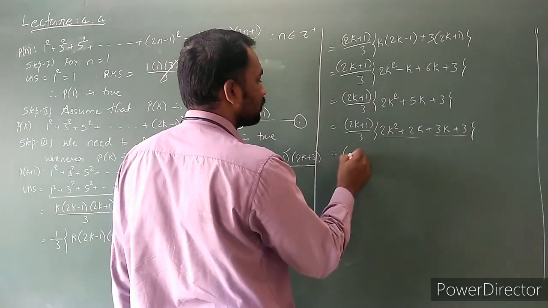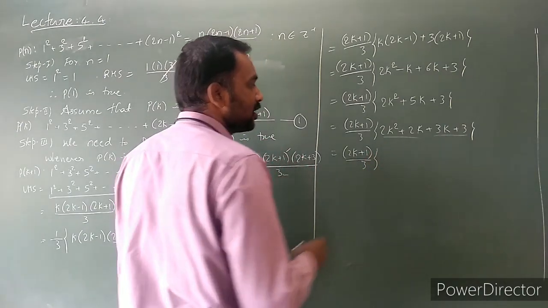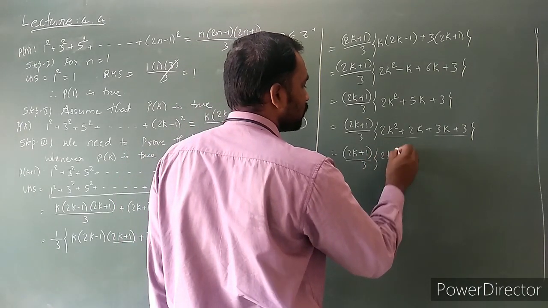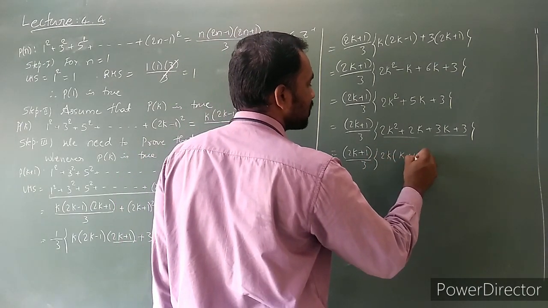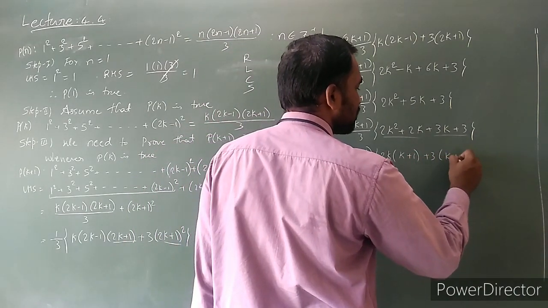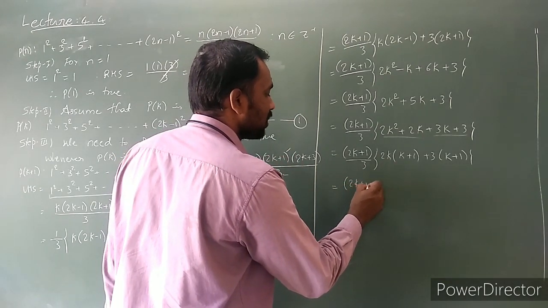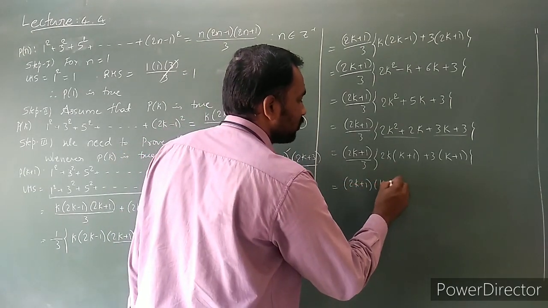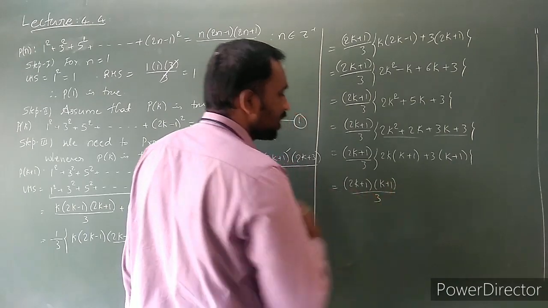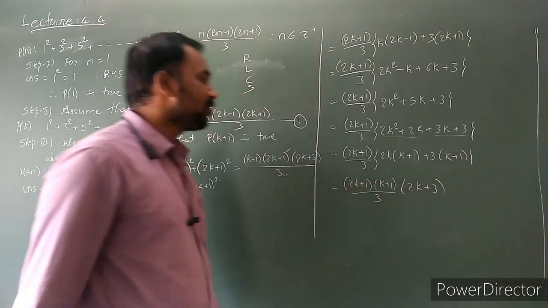Grouping the terms. (2k plus 1) divided by 3 as it is. Here from the first two terms 2k is common. What is left? k plus 1. Next two terms plus 3 is common. k plus 1 is left. k plus 1 is common. Already 2k plus 1 is outside, k plus 1 is outside, remaining term 2k plus 3. I got the required term.